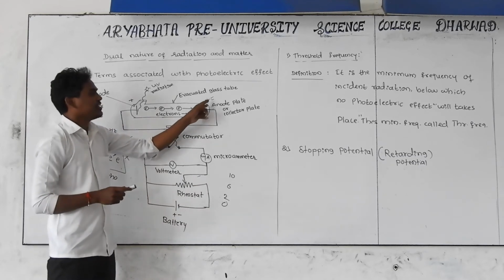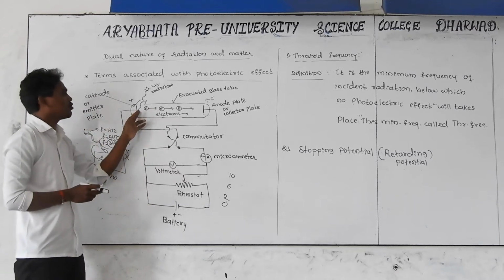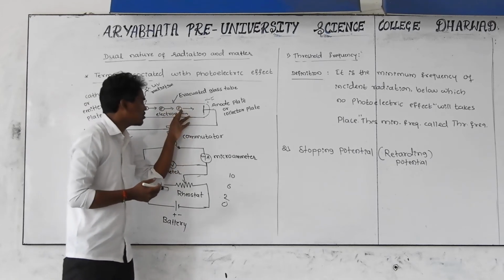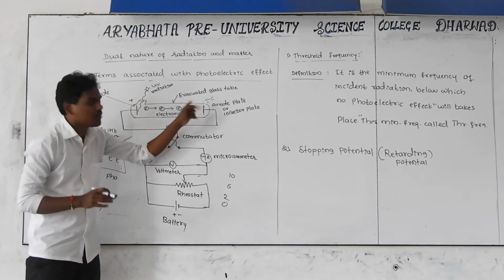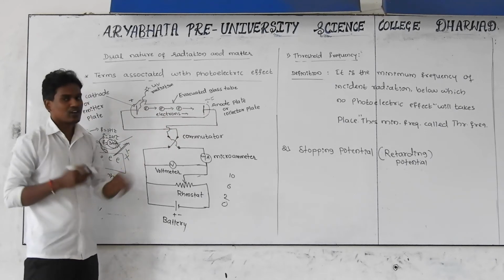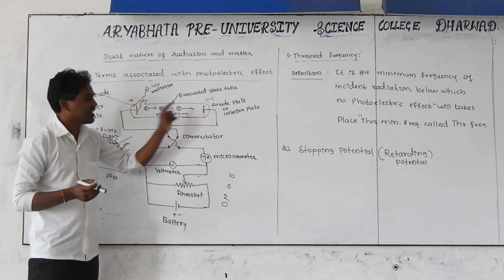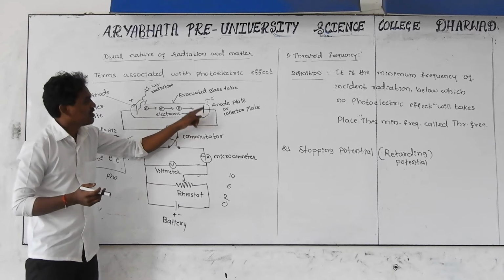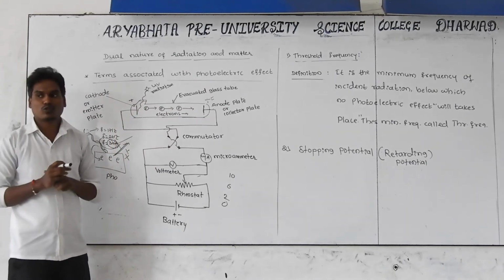Means the plate potential becomes negative, and this is connected to the battery positive, and the cathode plate potential is positive here. In order to stop the electrons which are moving from cathode to anode, I need to apply negative potential to the anode, because as you know very well, the electron has a negative elementary charge. Negative and negative, there is an electrostatic repulsion. This negative potential repels the electrons back towards the cathode only.